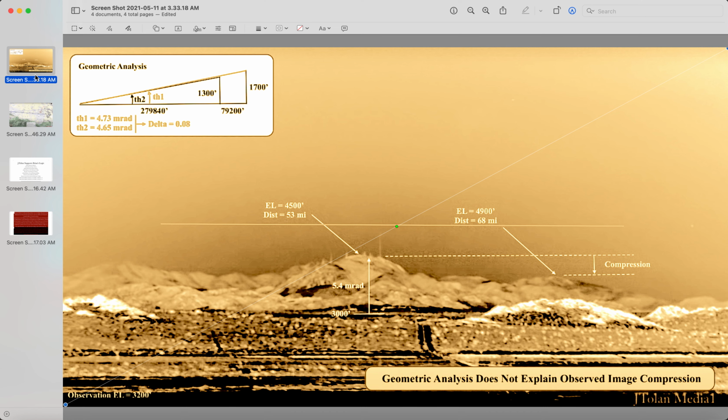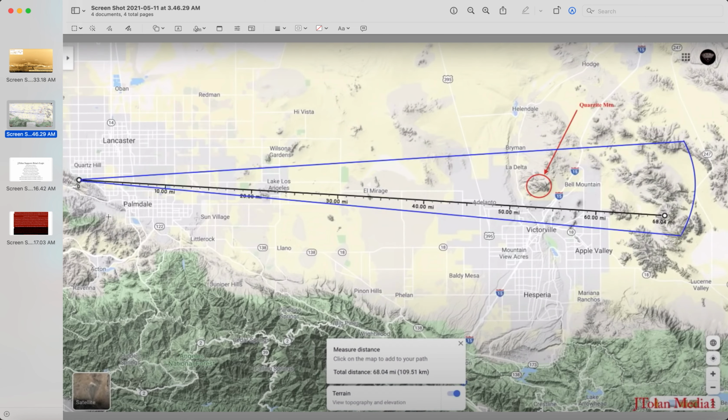So let's just go through this. So we go to here. Here is where he was. It's Quartz Hill over here, Lancaster, Palmdale. So this was his location. And the distance was 68.04 miles over to this mountain here in the distance. This is the mountains in the foreground, the 53 miles away. That's a quartzite mountain. And I don't know the name of this one, but it's just behind Apple Valley and Victorville, back there. So there it is.